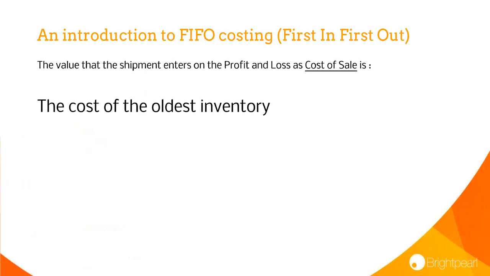Okay, so let's just introduce the concept of first in, first out. From the questions that are coming in from you guys on the chat, I think you're pretty familiar with what we're saying here, so I'll move through this quite quickly. First in, first out is essentially where the cost value that goes onto the cost of sale transaction is the cost of the oldest inventory.